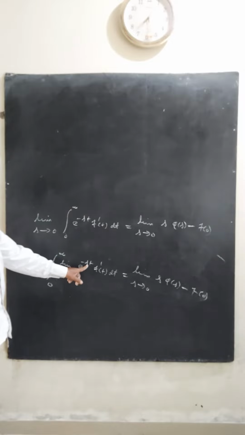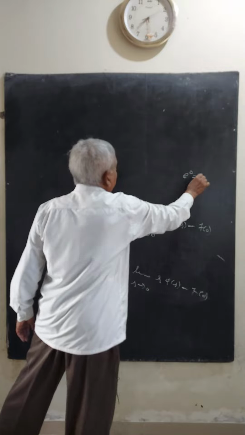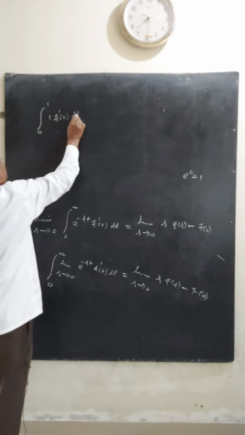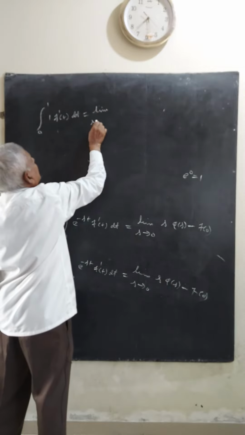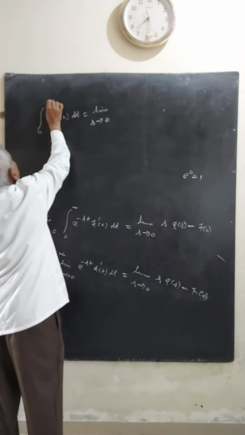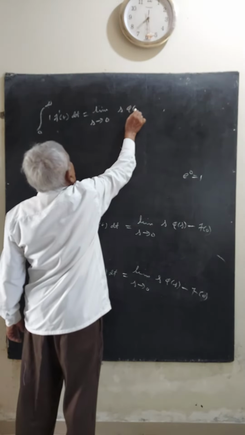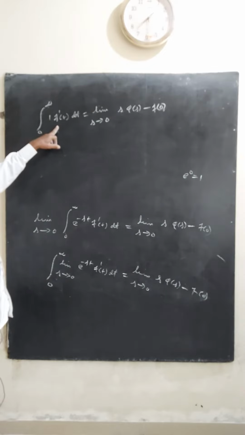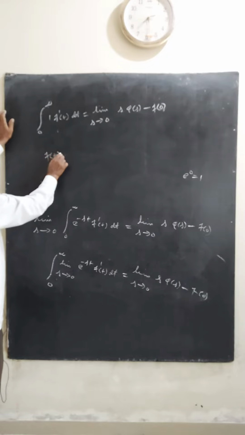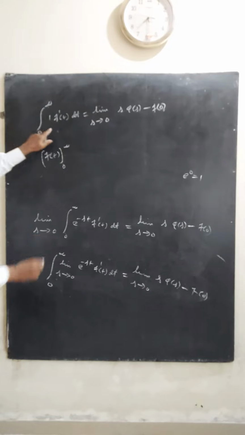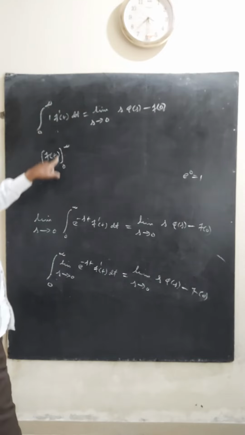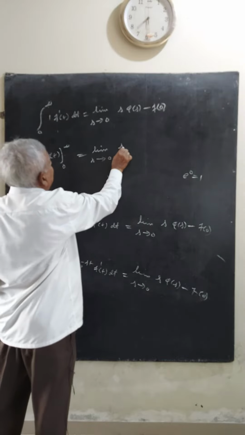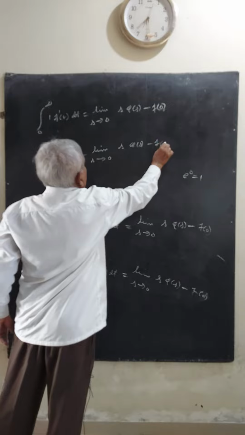S tends to 0. If you give 0, e power 0 is 1. Therefore, integral 0 to infinity of 1 times f dash of t dt equal to limit s tends to 0 of s phi of s minus f of 0. This is already a differentiated function. If you integrate, we will get f of t only. The limit is the same, 0 to infinity. Just f dash is there. If you integrate, f of t, limit is the same, equal to limit s tends to 0 of s phi of s minus f of 0.